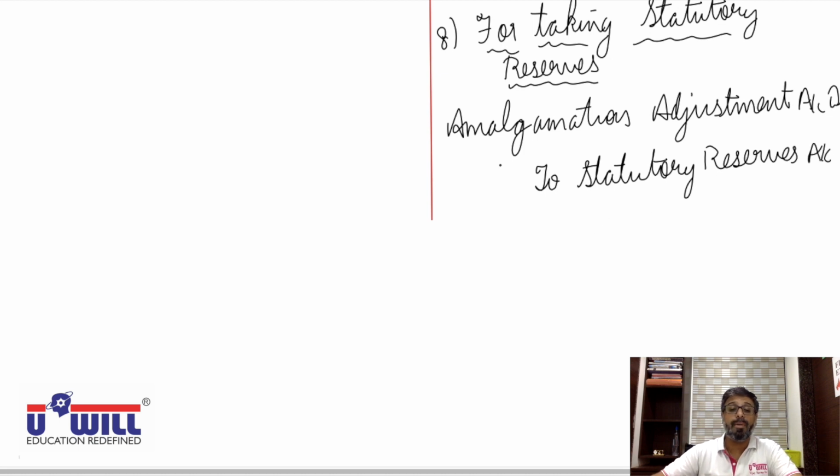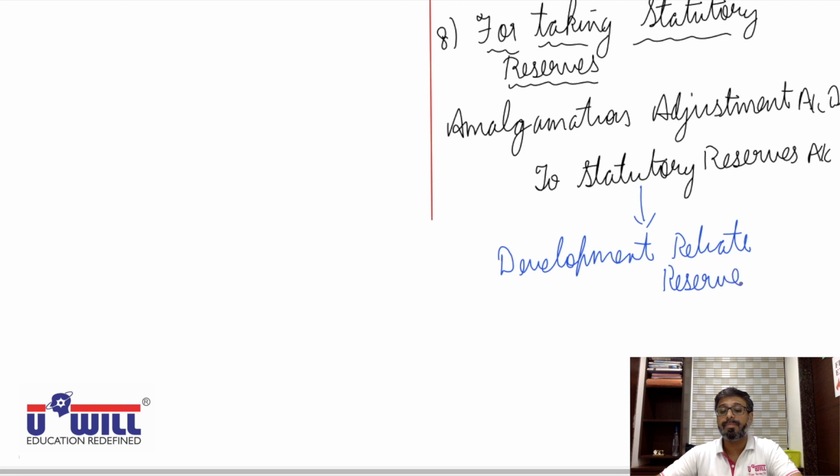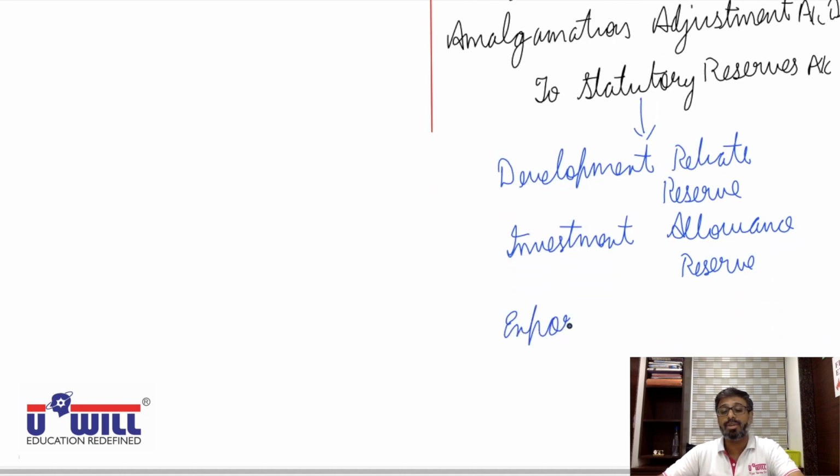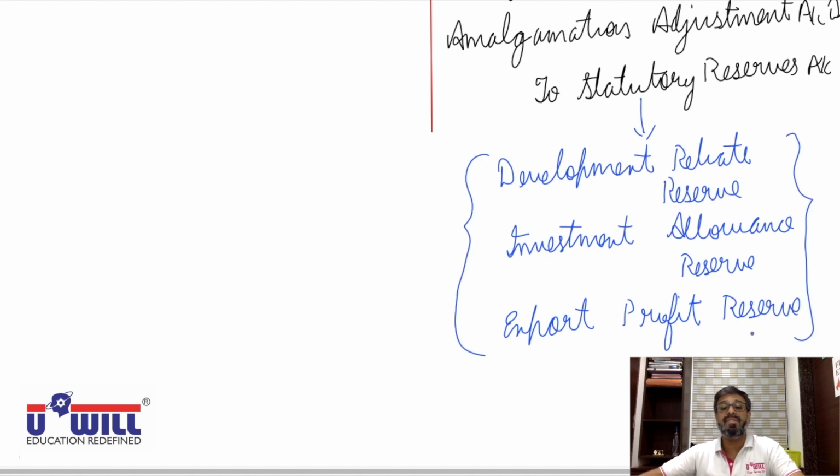Now generally statutory reserve, I gave you one example, development rebate reserve. You can have investment allowance reserve also. Okay, examples of statutory reserve, development rebate reserve, this is in case of tea and plantation companies. Investment allowance reserve, this is in case of finance companies. They have to maintain investment allowance for certain number of years. You can have export profit reserve. These all are statutory reserves.